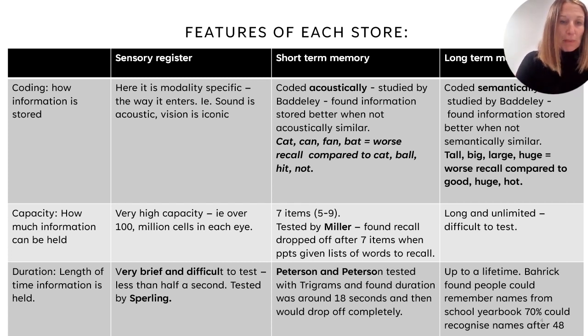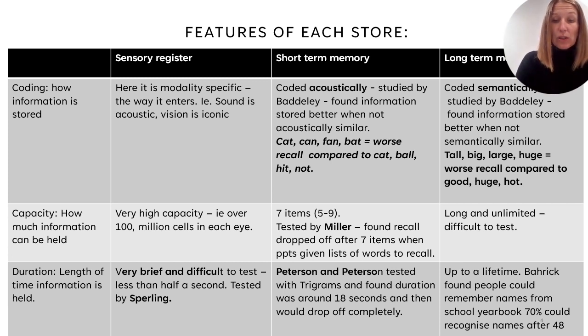Okay, so your capacity, how much information can be held. For the sensory register, it's very high capacity, so over 100 million cells in each eye. But for short-term memory, 7 items. That was tested by Miller, who found that recall dropped off after 7 items when participants were given lists of words to recall. Again, we did this in class where you were given a list of words that were 3 words long, 4 words long, 5 words long, and so on. And each time you had to recall the words.